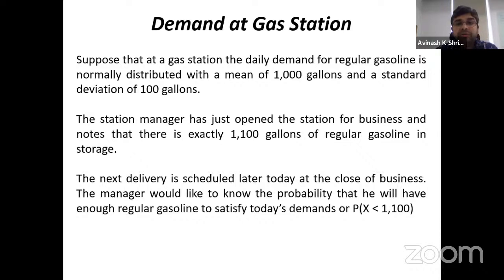What is meant by degree of freedom? So degree of freedom, let's understand, is the total number of independent variables.